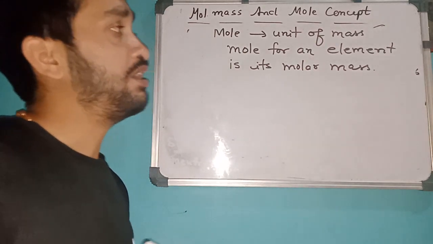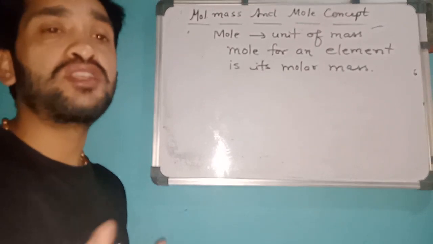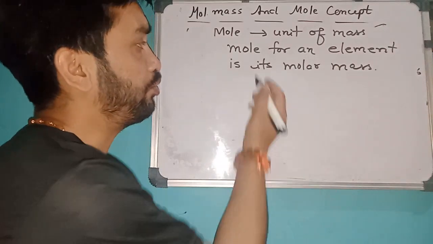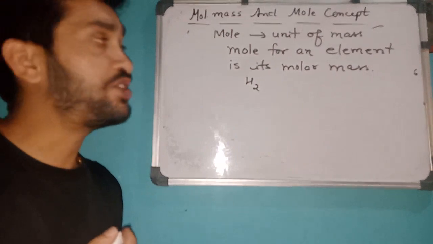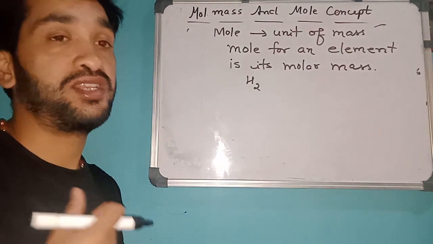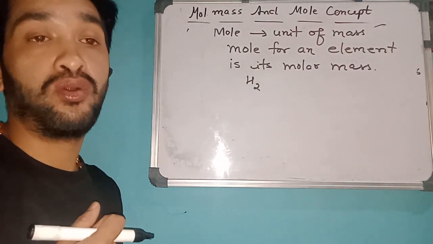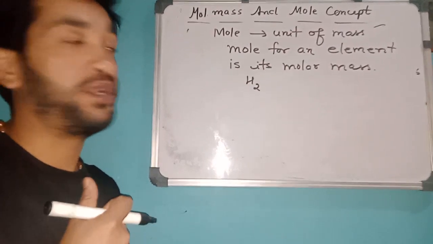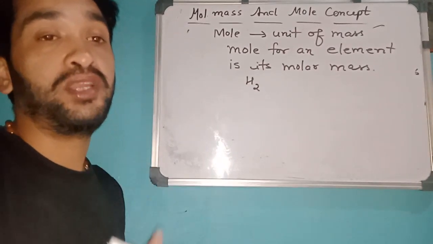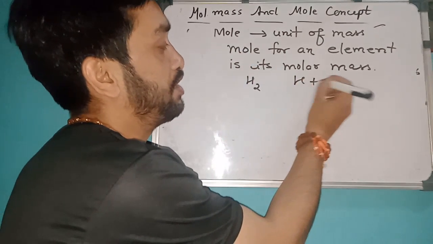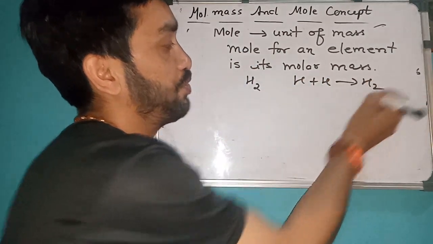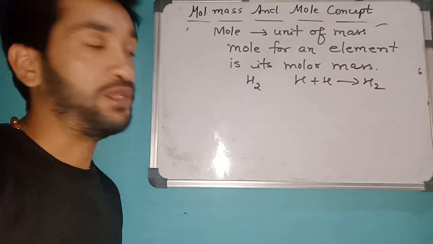For example, if I want to know the molar mass of hydrogen, you know that hydrogen is written as H2. Why H2? Because hydrogen as an atom is not independent, it is dependent. So it makes a molecule of itself by adding another hydrogen. H plus H gives you H2. Now this H2 is stable.